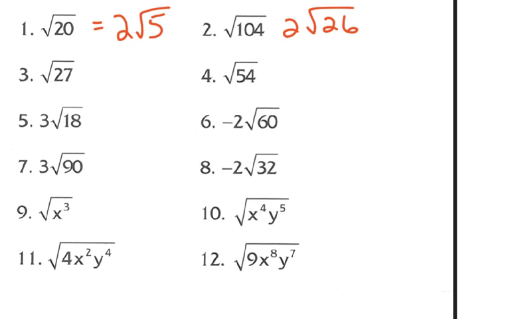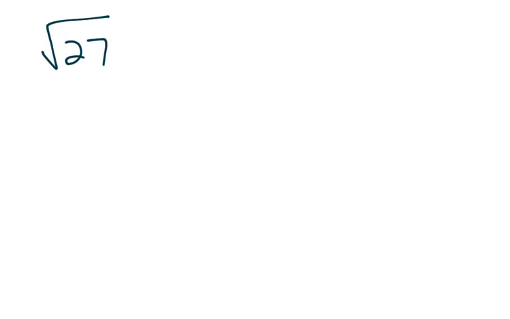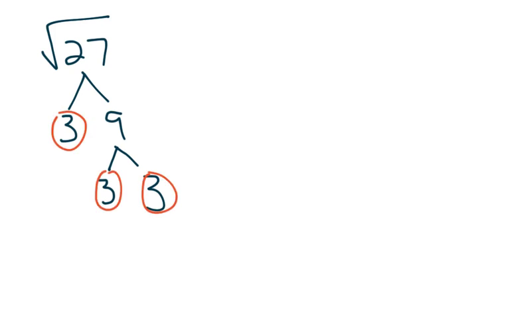Alright, let's do number 3. Okay, square root of 27. Well, 27 is not a perfect square, so we're definitely going to have something left in the house. The only factors of 27 are 3 and 9. And 3 is already prime, and 9 breaks down again to 2 more 3's. So I have a 3, and a 3. Notice that I have 3 3's, but only 2 of them.